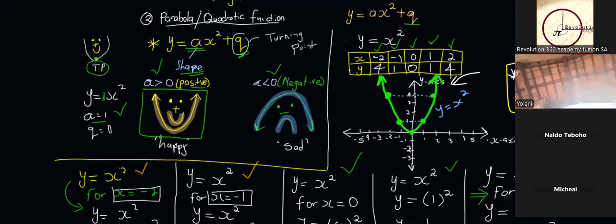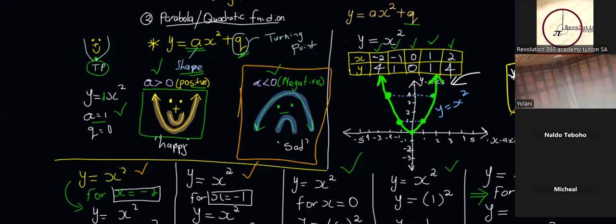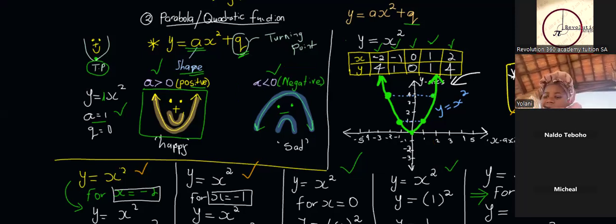It's because the value of a is negative. When the value of a is negative, it means the graph will be facing downwards, and then we have a sad graph or a frowning face. So on the new system of axes, which is the new Cartesian plane, you're going to draw the graph of y equals negative x squared. So let's go and draw this using the table of values.